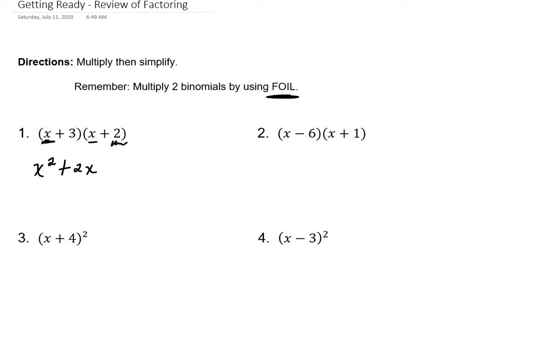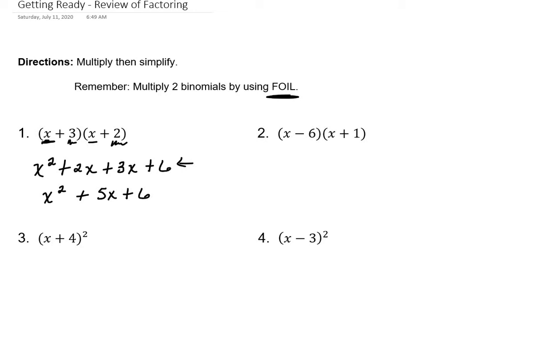I stands for the inner two terms. So 3 times x is 3x. And L stands for the last two terms in each set of parentheses. So 3 times 2 is 6. And then we can combine these middle two terms: x squared plus 5x plus 6. Now you probably can do that in your head without having to write down the second step, and that's fine.